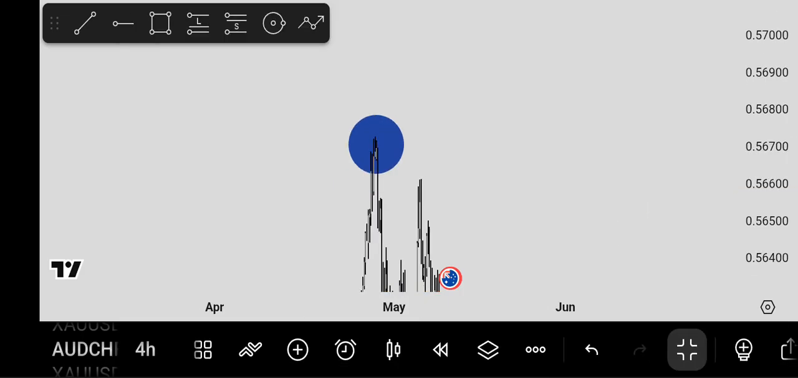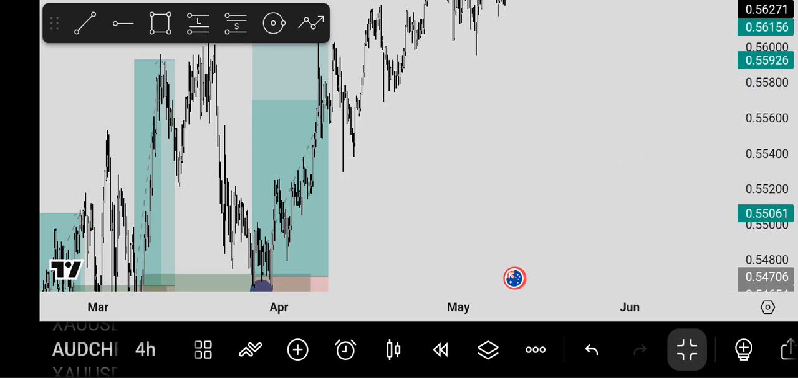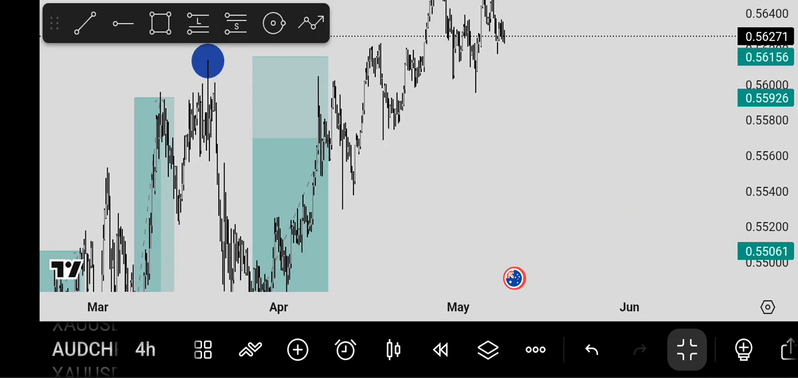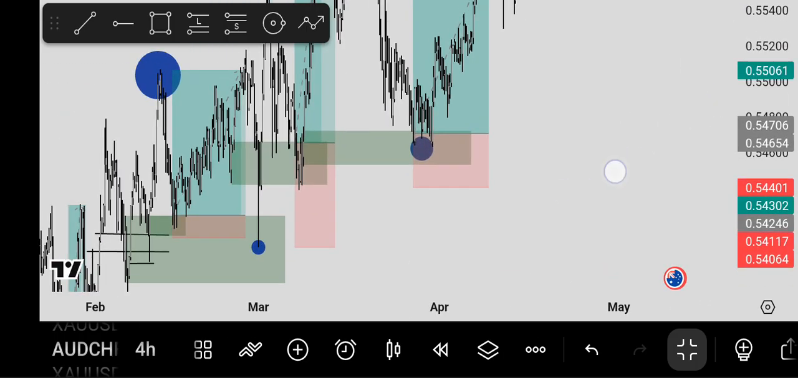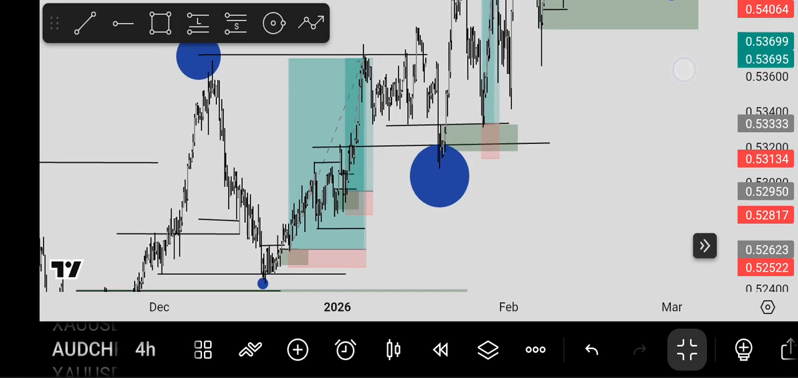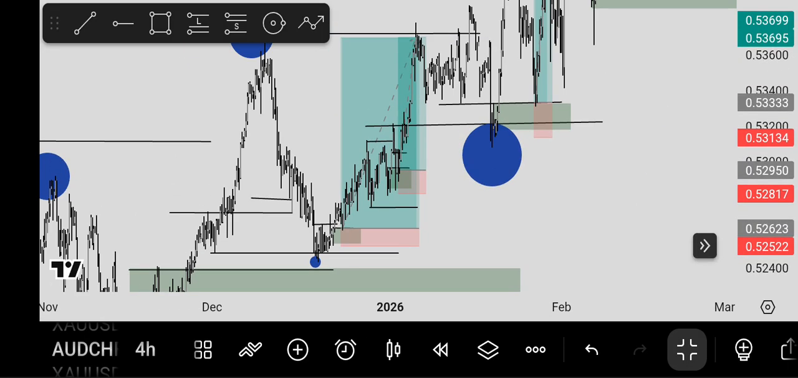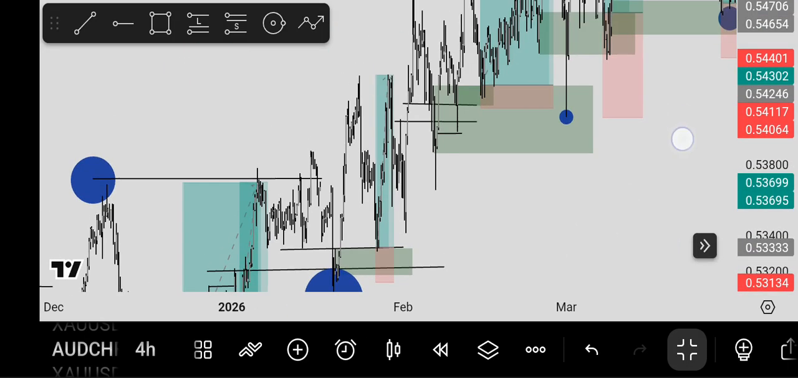You can say it's high time frame, it's already happened. Yeah, it already happened, and that's why I'm showing you like this, so you can always identify it. It's just simple. It's a simple trick. It's not like you're trying to get a sniper entry. Your profit target is not consistent.